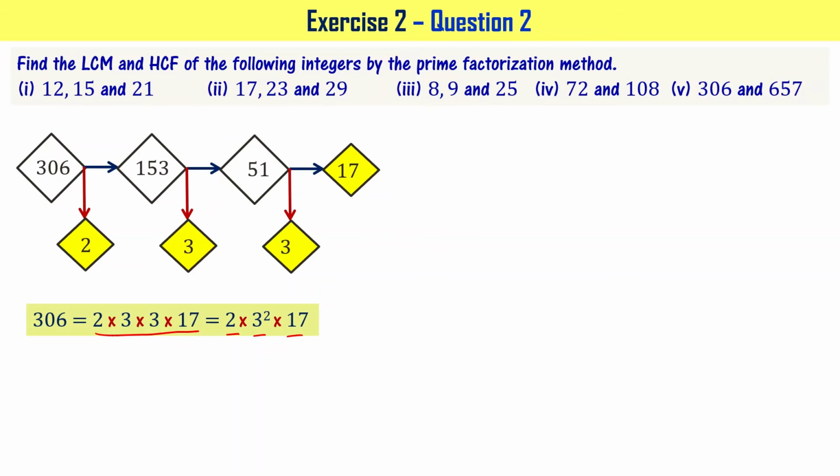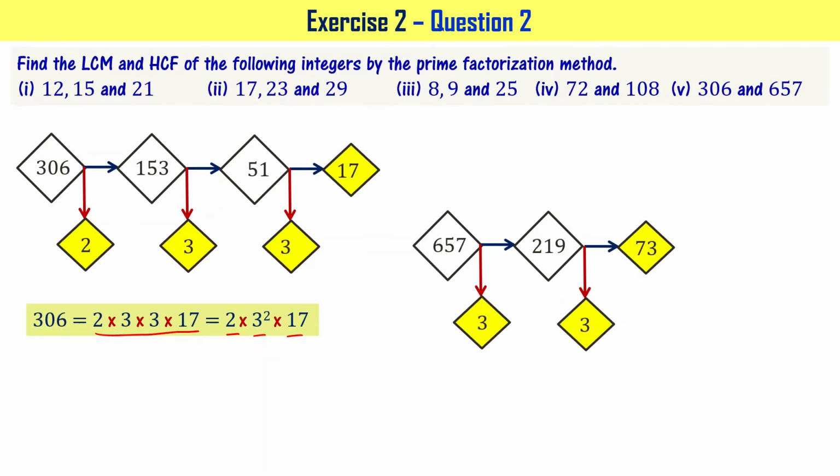Now let's look at 657. 657 can be written as 3 times 219. 219 can be written as 3 times 73. Please note this, 73 itself is a prime number. So it means 657 now can be written as 3 square times 73. Right? Let's take a note of that.